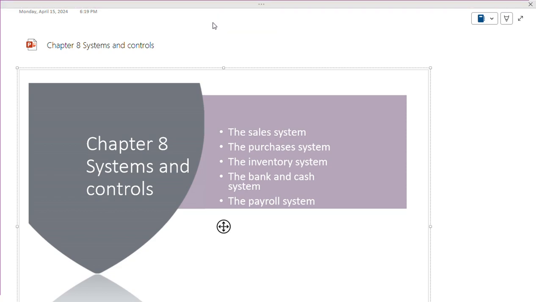Okay. Now, when we are doing this, today is April 15th. When you are doing this, keep it in mind: what are the systems and controls specifically, exclusively for the sales, purchases, inventory, bank, and payroll? Specifically, there is sales, how the process will work. Purchase systems, how the process will work. Inventory, okay? We will cover it very interestingly.